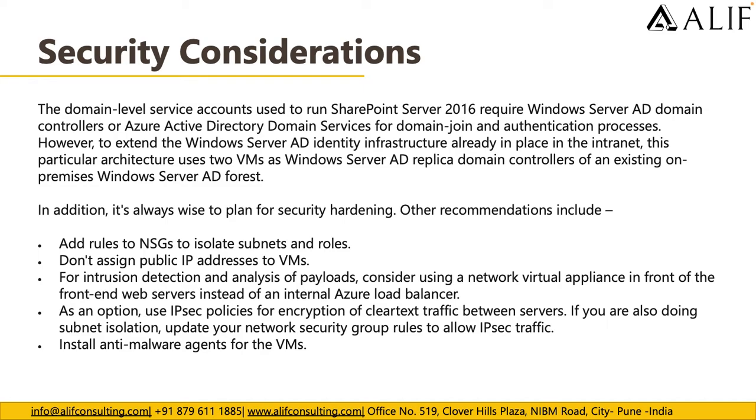And then there are a few more recommendations in terms of security hardening. Add rules to the NSG to isolate the subnet and role. Never assign a public IP to the VM, right? Even in any other scenario where you're deploying any other solution, never ever assign a public IP directly to the VM. For intrusion detection and analysis of the payload, consider using network virtual appliances. As an option, use an IPsec policy for encryption of clear text traffic between the servers. If you are doing subnet isolation, update your network security group rule to allow the IPsec traffic.